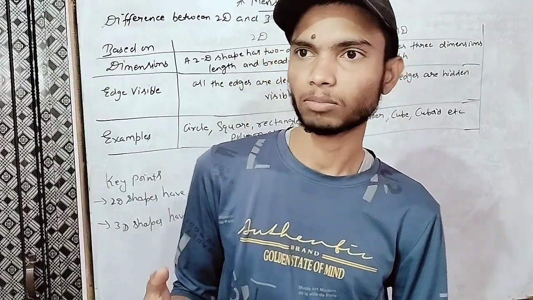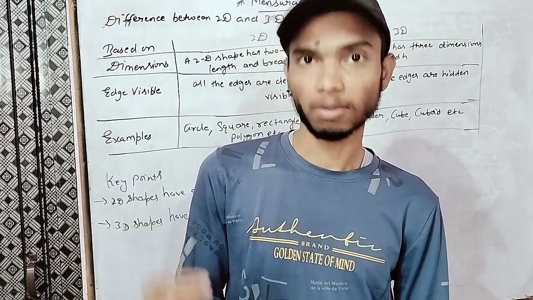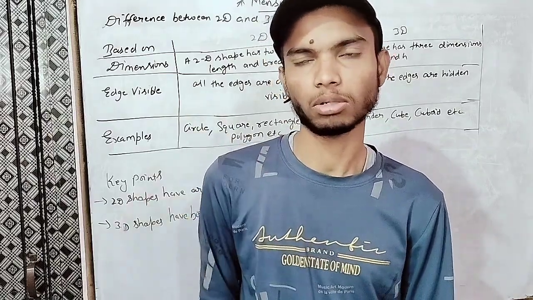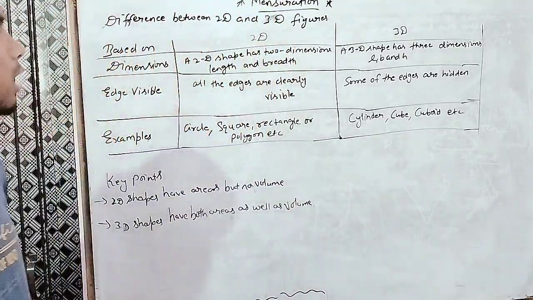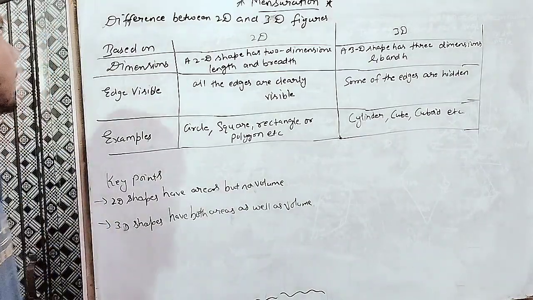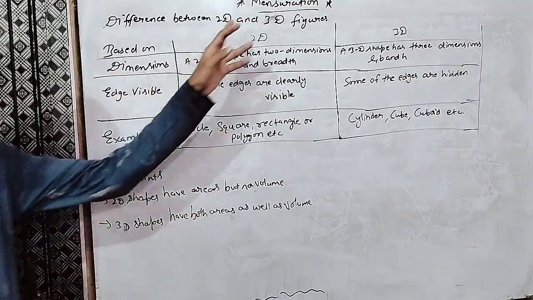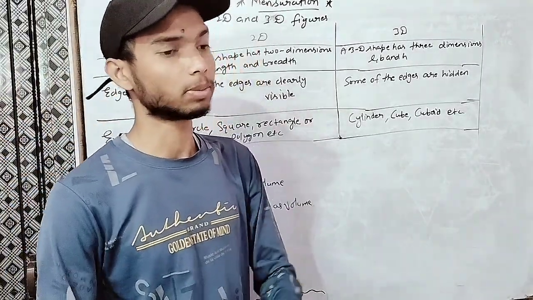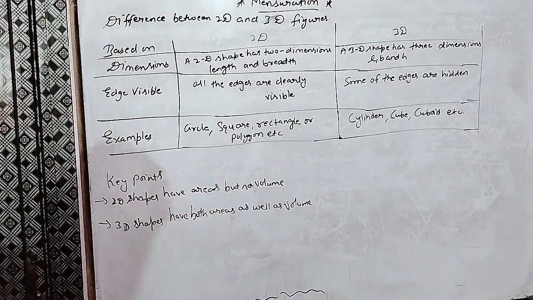So are you understanding what I am saying? We will measure solid shapes and different points of solid shapes. We will try to understand. And this is our lecture for today: the difference between 2D and 3D figures. I hope you are clear about mensuration, which means measure of something.